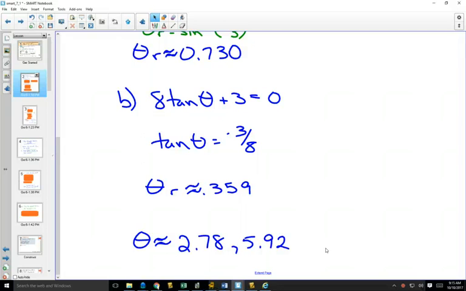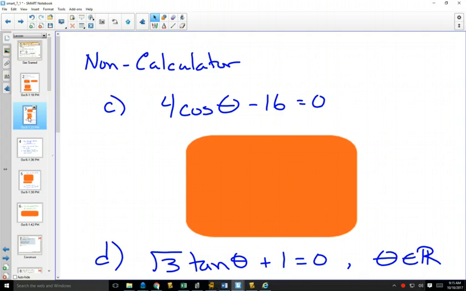Two more questions, so you still have room in the column of page 572. For C, these are non-calculator questions. And in D, we're going to introduce all the solutions. So that theta belongs to all real numbers right at the end of D. That's meaning the domain is everything. So in that one, we're going to start introducing all answers.